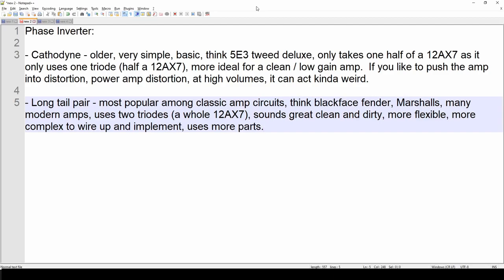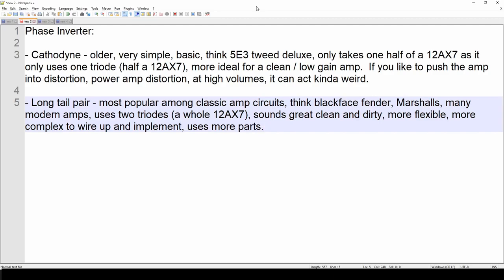Because if you are someone that really likes to push the power section of the amp into distortion, one theory that I have been chewing on is this: when people say power amp distortion, certainly there is some extent where the power tubes, in this case EL84s, are being pushed into distortion. But I also think that a big part of that sound is the sound of the phase inverter getting pushed into distortion. And because the cathodyne only has half of a tube, one gain stage, it doesn't work as well with higher gain. If you push it into high volumes and distortion, it can start acting kind of strangely, it can provide some blocking distortion, and it can be just a little bit unruly. If you think about those 5E3 Tweed Deluxes, they have a tremendous grind and character to them. But if you really push them to 10 on their volume control and you hit them with a boost, it can get a little bit over the top, a little bit unruly.